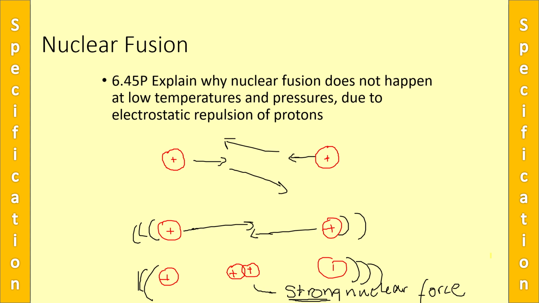In the very, very high temperatures and pressures that we get in stars, it's able to force those hydrogens close enough together that the strong nuclear force takes over and it binds those things together. So that is why a nucleus stays together. It's because of the strong nuclear force, even though there is an electrostatic repulsion. The strong nuclear force is stronger, but it doesn't act over a very long range.